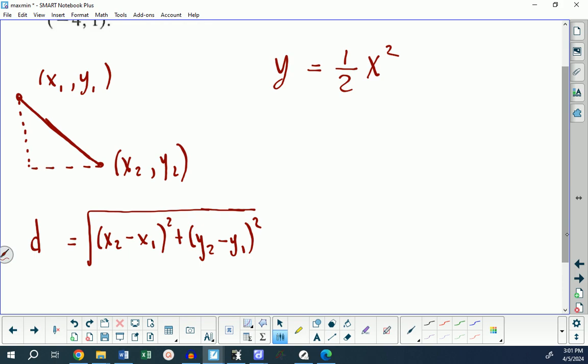And the base of this triangle happens to be x2 minus x1. And the height happens to be y2 minus y1. Have you been taught this formula before? Yeah, I don't think they teach it to you anymore. It's just been so long since I've taught a grade 10 math. So when we take a look at this, excuse me.